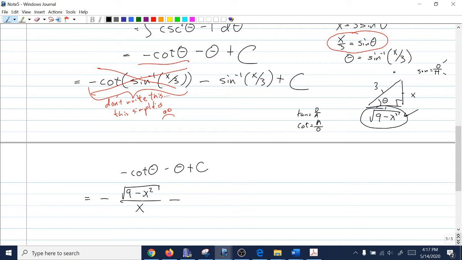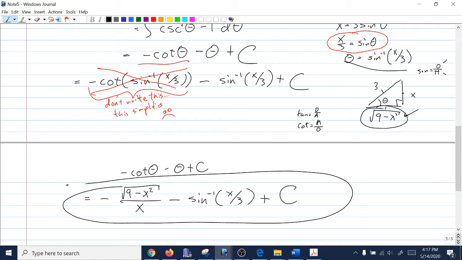Theta itself, there's nothing we can do about the arc sine. We write that as sine inverse or arc sine of x over 3. I don't really care about the difference between sine inverse and arc sine. I'll use both words interchangeably. Some places see them as different. I do not. We got an answer.